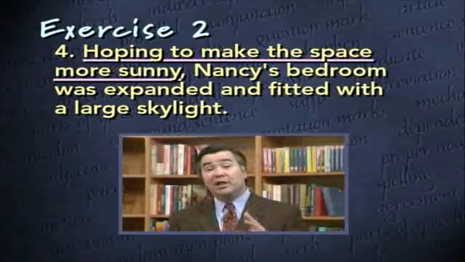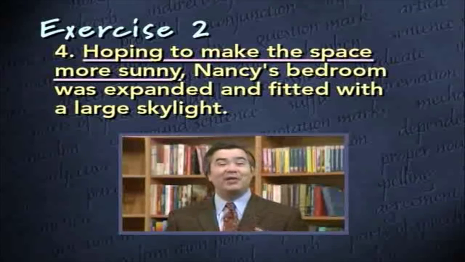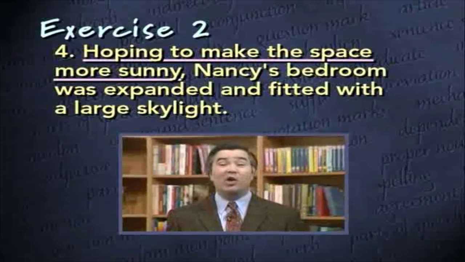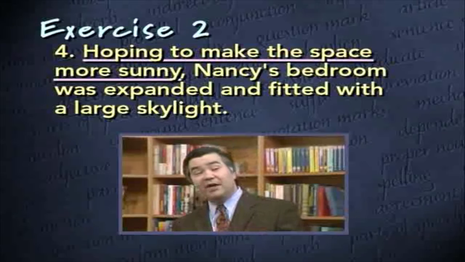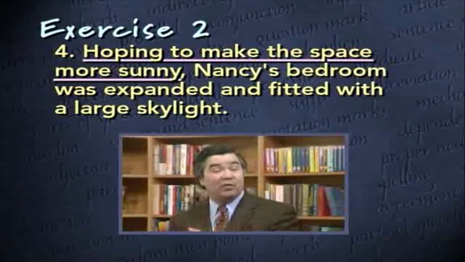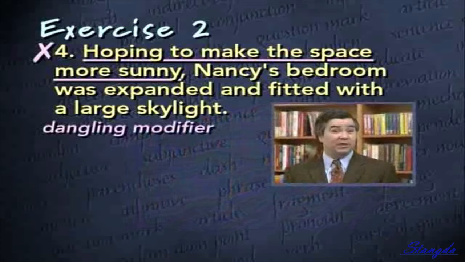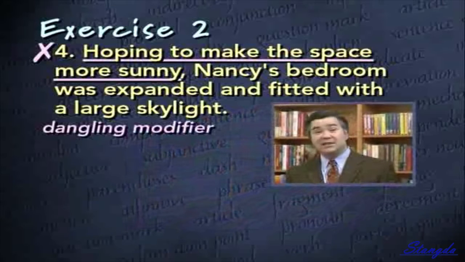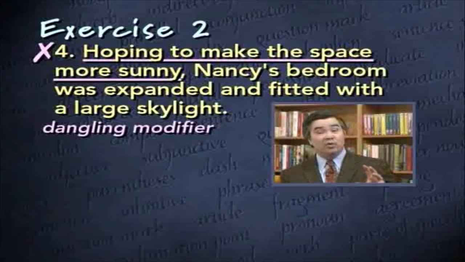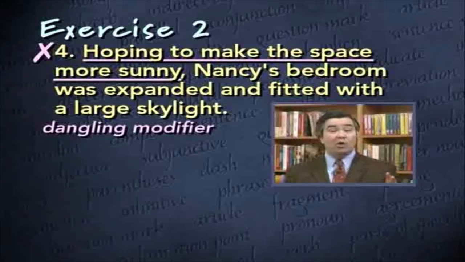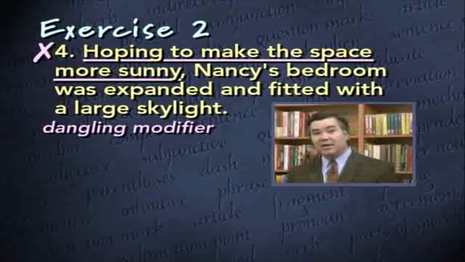In fact, taken literally, this almost makes it sound as though Nancy's bedroom was the one that was hoping to make the space more sunny. And of course, a bedroom can't have hopes and feelings. What follows the modifying phrase should be Nancy in that form, not in the possessive form, which makes it incorrect and momentarily confusing. So you would need to rewrite this sentence so that what follows the modifying phrase would be the person who is hoping to make the space more sunny, presumably Nancy. And there's more than one way that you might rewrite the sentence, but one correct way to do it would be to make it read as follows.